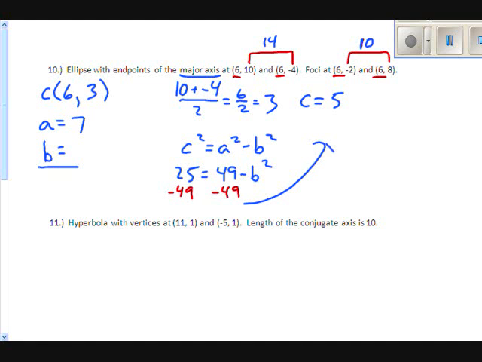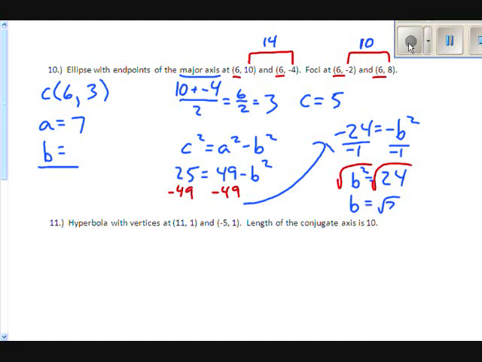I'll bring that up here. So I've got -24 equals negative B squared. I've got to divide each side by the -1. So I find out that B squared equals 24. Now I've got to take the square root of each side. And when I do that, I find out that B equals the square root of 24. And I'm going to leave it as just the square root of 24. I'm not going to simplify it or change it.